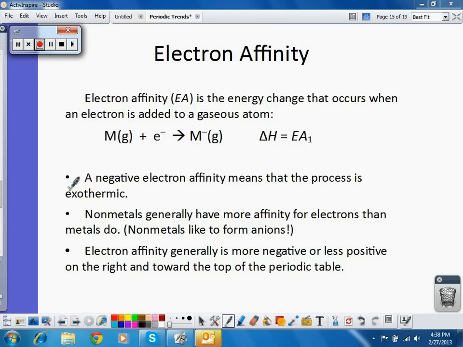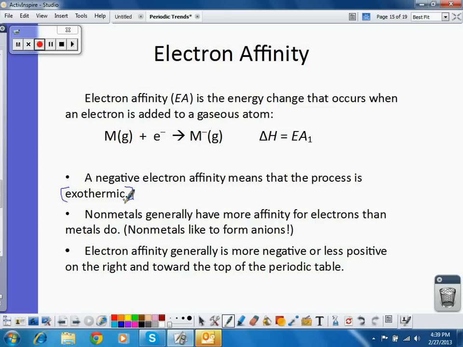Sometimes energy is released when negative ions are formed. That means I'd have a negative electron affinity, which means that I'm more likely to form a negative ion. Nonmetals generally have more affinity for electrons than metals do. So as I go from left to right across the periodic table, electron affinity goes up because my nonmetals are on the right side and my metals are on the left.